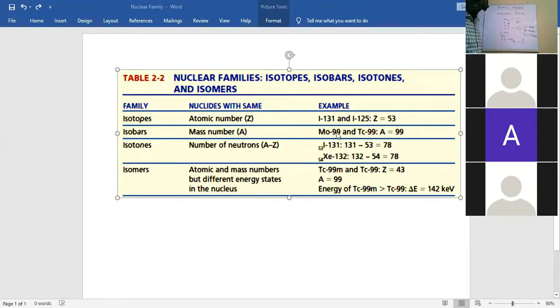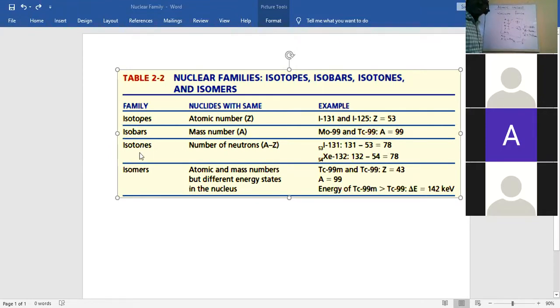That is, this one is 99. Technetium 99 is also 99. Molybdenum happens to be the parent of technetium 99. During production of technetium 99, which is the most used radiopharmaceutical agent in nuclear medicine, we milk technetium 99 from the molybdenum parent. So this is the daughter and this is the parent. They essentially have the same mass number, 99.